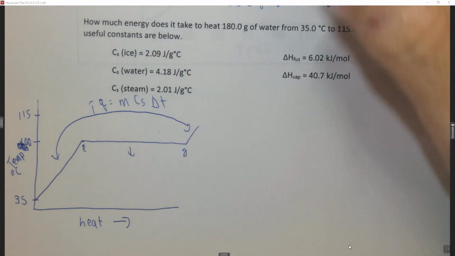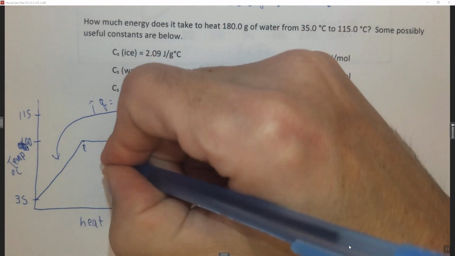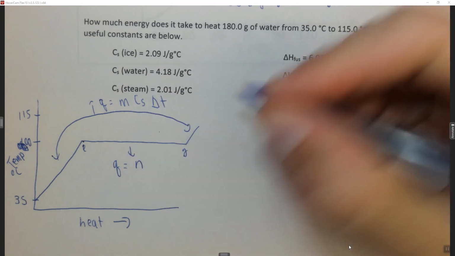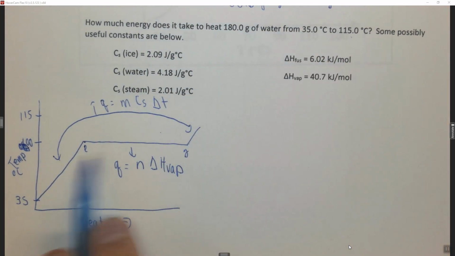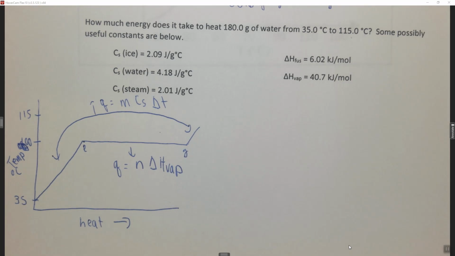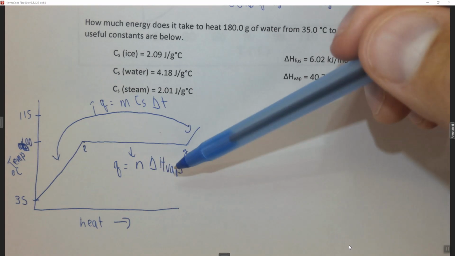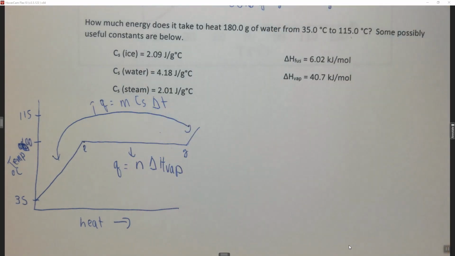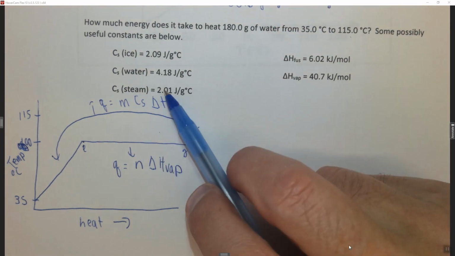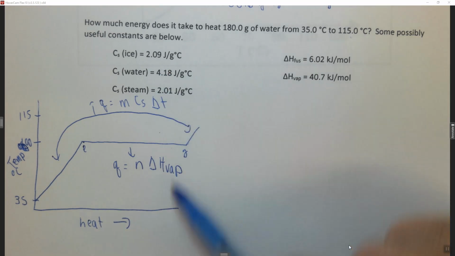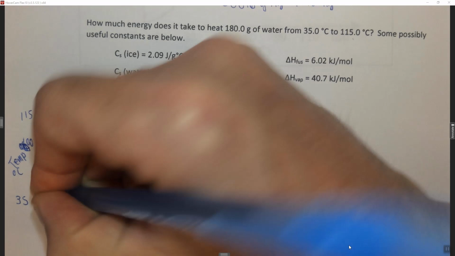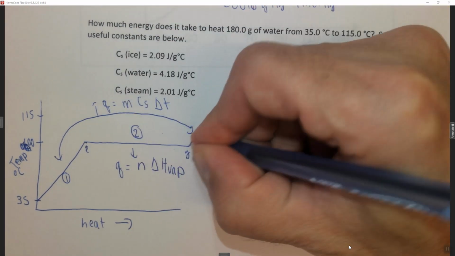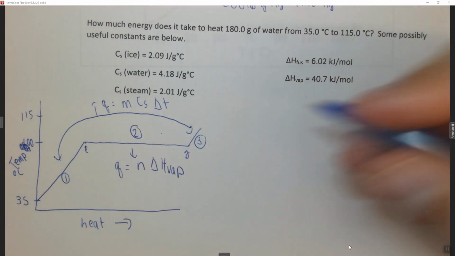This flat section is what was in the previous two questions, or you could think of it as Q equals n, the moles, times in this case the enthalpy of vaporization, because we're boiling the water. It would be the enthalpy of fusion if we were melting the water. But here we're boiling the water. So these are the two equations that we're going to need. Unfortunately, because the specific heats are different for steam and for water, we need to treat these two sections separately. So we actually have 3 calculations that we need to do in order to solve this problem.